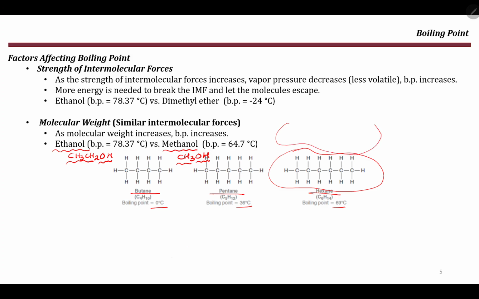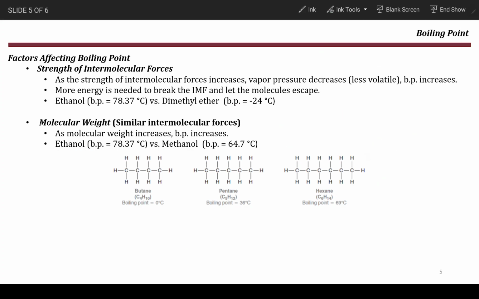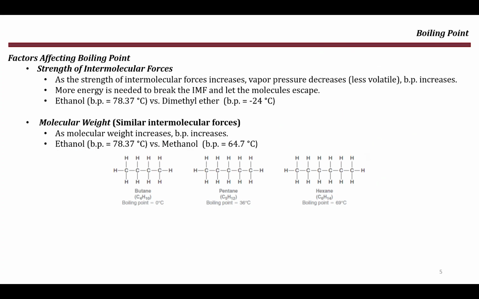With this large surface area between the molecules, we will have more contact, which means that you need more energy to separate these molecules and move them from the liquid state into the gas state. Whereas if the molecule is smaller, the surface area will be smaller, which means that you need less energy to separate the molecules. So this is the second factor which affects the boiling point of a compound.